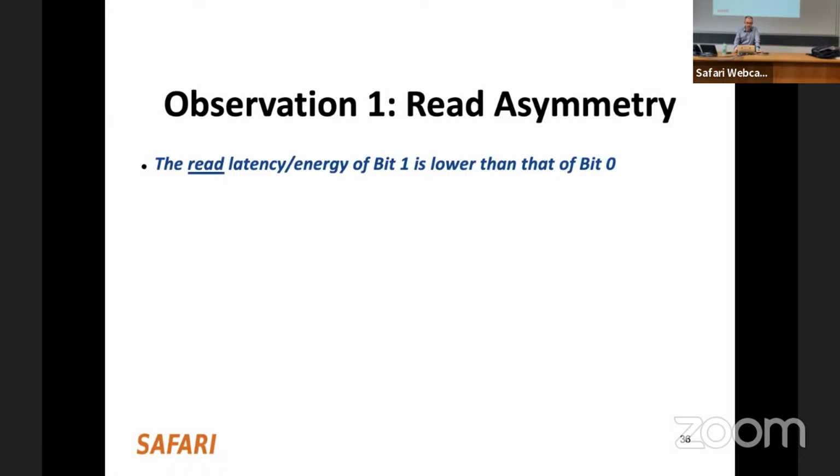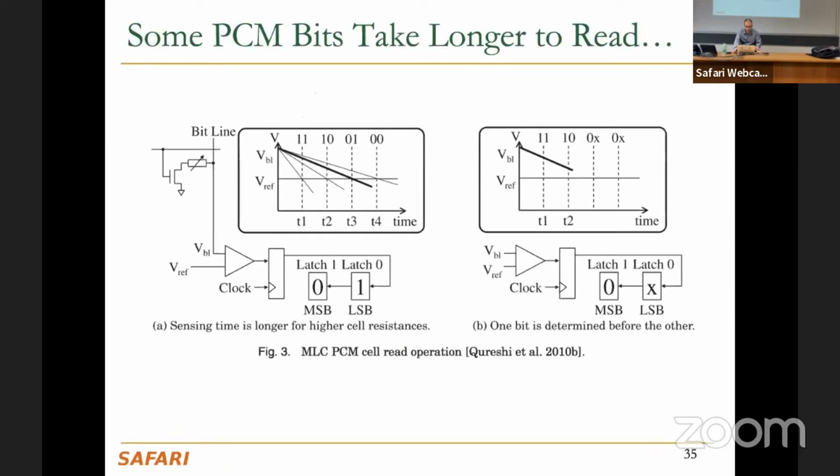The read latency and energy of bit 1 is lower than of bit 0. Why is that? You can actually see here. Bit 1 is the most significant bit. In order to ensure the most significant bit, you only need to wait until T2, right? But if you want to make sure about the least significant bit, you need to wait until T4. So you have this asymmetry.